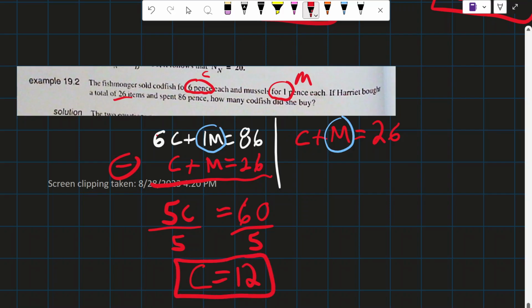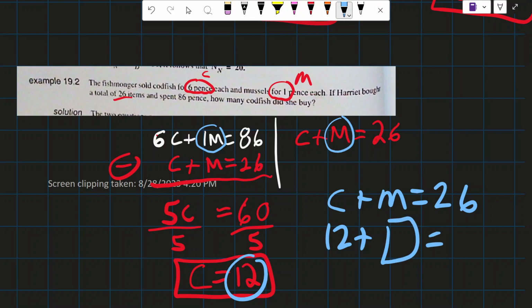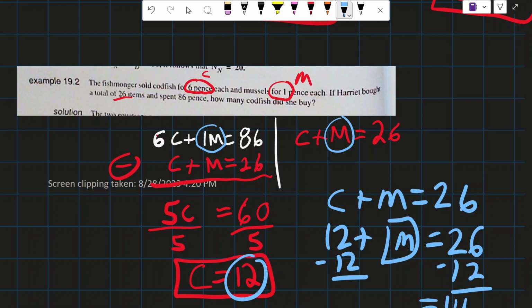So that means I bought 12 cod fish, and let's see, altogether I bought 26 items, right? So if I bought 26 items, cod plus mussels equals 26, and I have 12 cod, and the mussels is going to have to equal that number. So I'm going to subtract 12, and it looks like I got what? 14 mussels. Okay, that's on page 94.